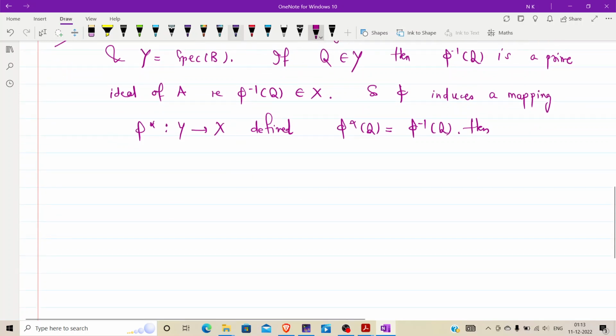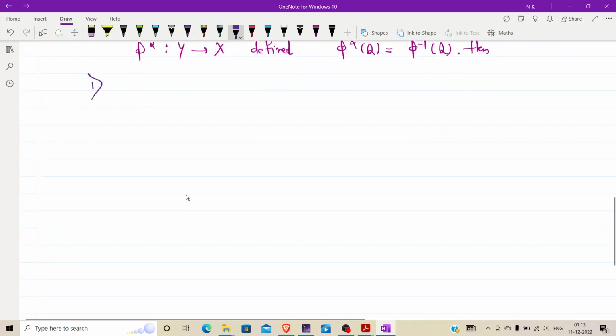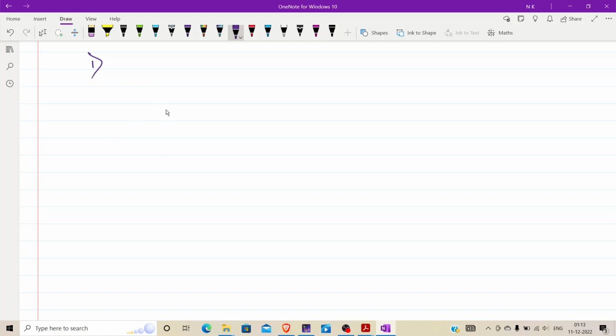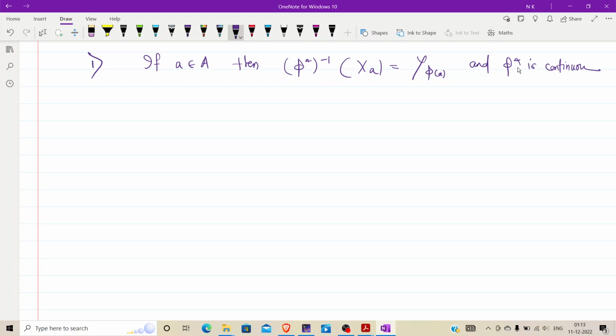So the very first property: if a belongs to A, then phi star inverse of X_a is equal to Y_phi(a), and phi star is continuous. Phi star is continuous, okay. Now we already know what X_a is, so let's go to the proof.